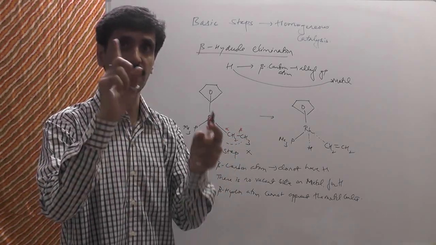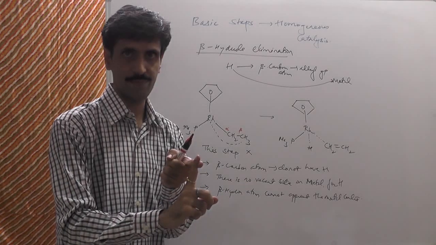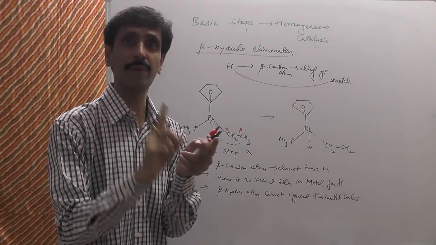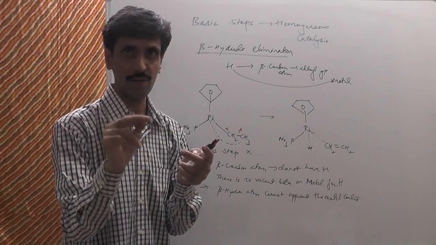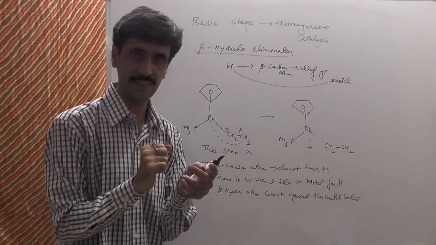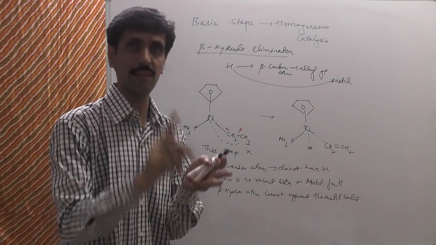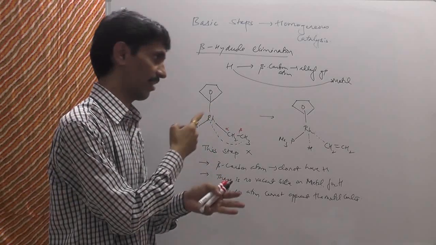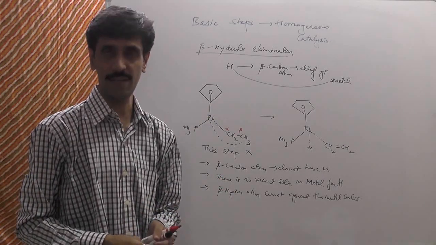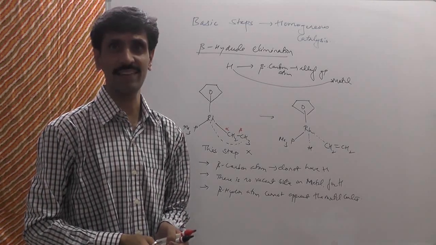Number one is the beta carbon of the alkyl group should have a hydrogen atom. The second point is the metal center has to have a vacant site so that the migration of H can go into that particular site. And the third one is that due to some other reasons, if the beta hydrogen atom cannot approach the metal center, then this reaction doesn't take place. So this is all about beta-hydride elimination, and I'm sure you guys are getting it well.